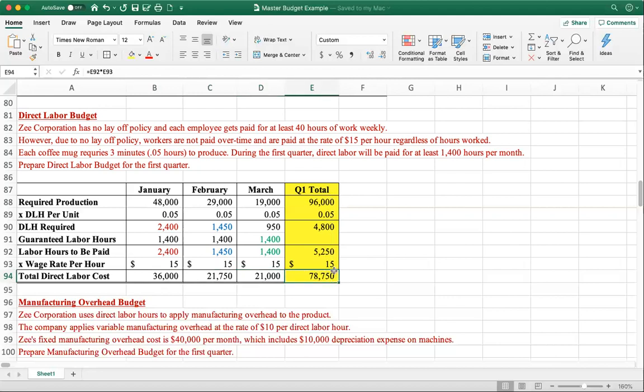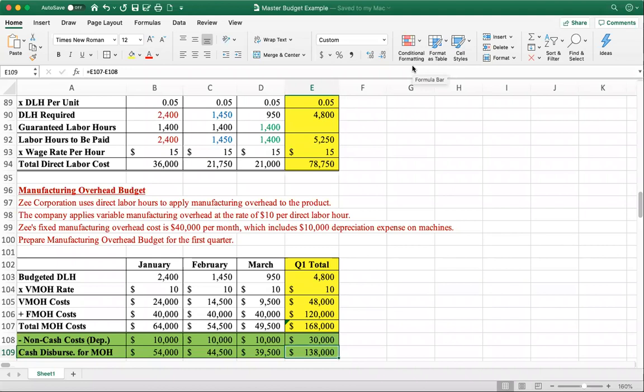Or you can do it vertically. 96,000 is the total required production for the 3 months, times 0.05, 4,800. Okay, 5,250. But because 5,250 is more than 4,800, you will get paid for this at $15, 78,750 for your direct labor cost for this quarter.